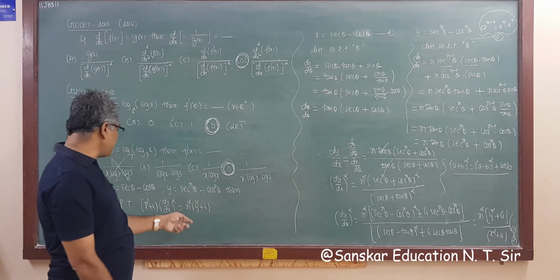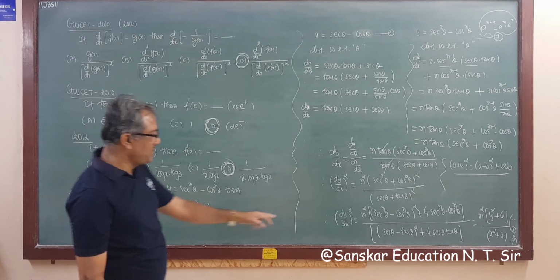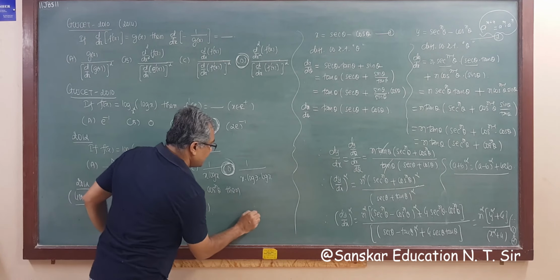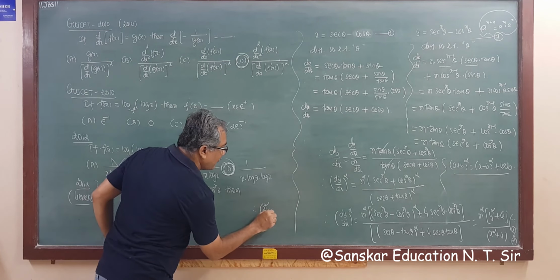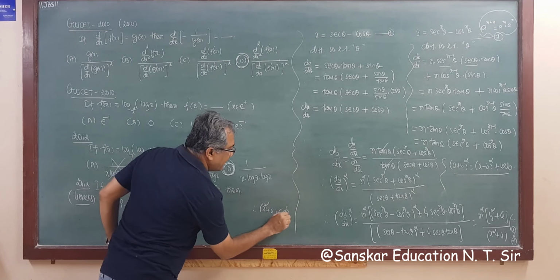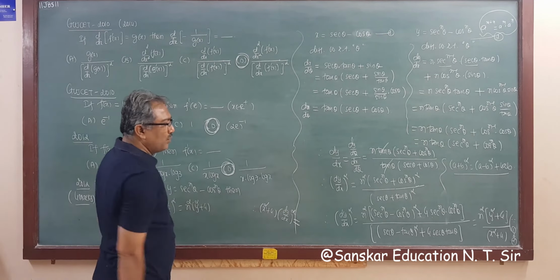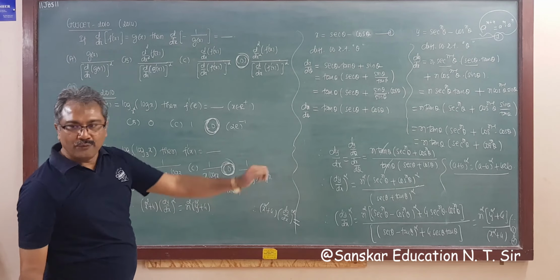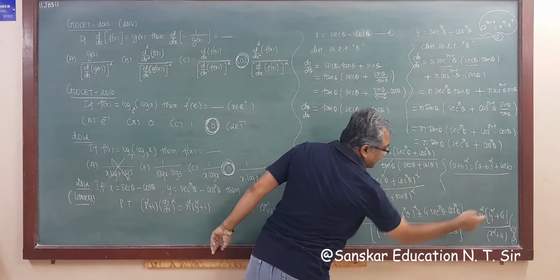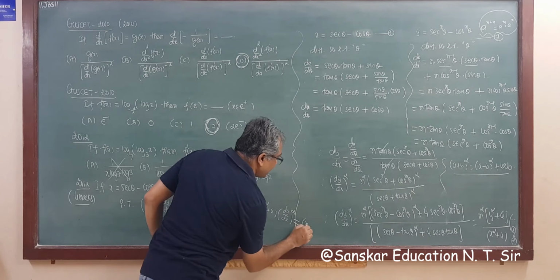Now, if we cross multiply x square plus 4 to here, then what is your answer? That is (x square plus 4) into (dy by dx) whole square is equal to n square into (y square plus 4). See here, right? So cross multiplying, we get the answer n square into (y square plus 4).